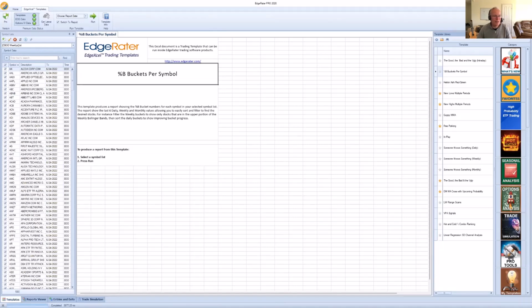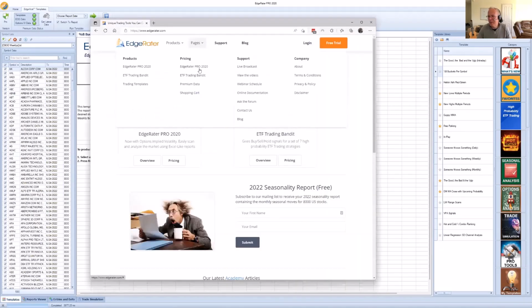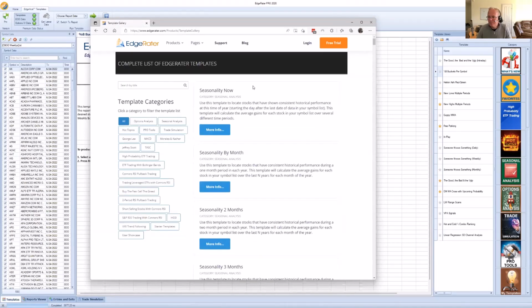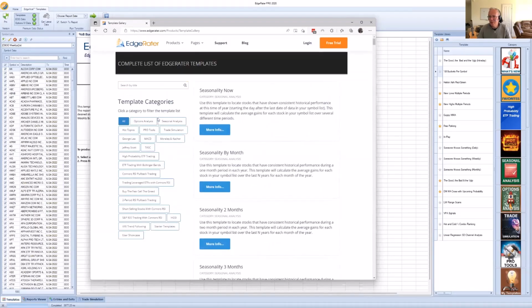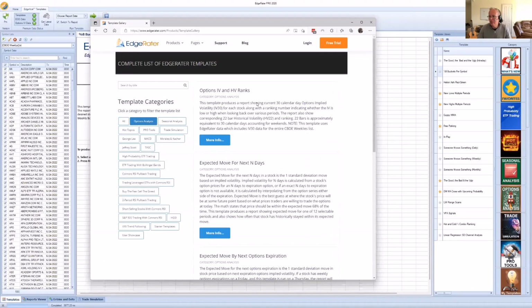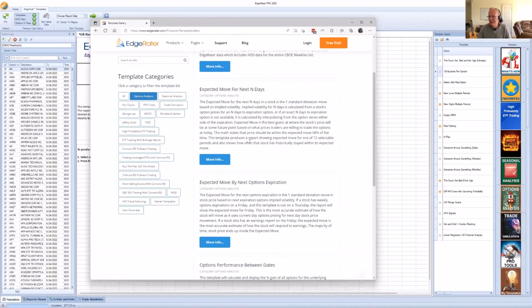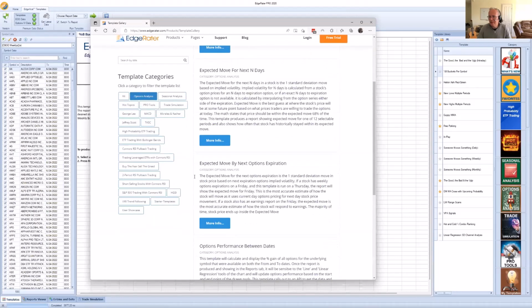When you click on that, it will bring a web page up for you automatically. I'm just doing it manually here. The trading templates web page has all of the templates and all of the categories listed. So if you wanted to search for %B buckets, you could just type in buckets, and you'll have %B bucket migration, %B buckets per symbol, or the %B buckets report. So that's a good way to find them. And then it's got the categories here too, so you can look for the categories and it shows you all of the templates in each category.